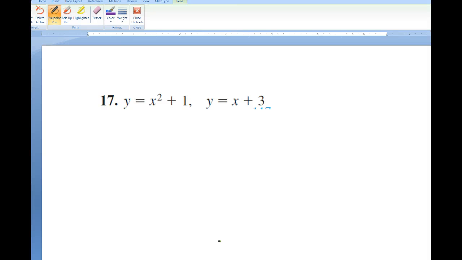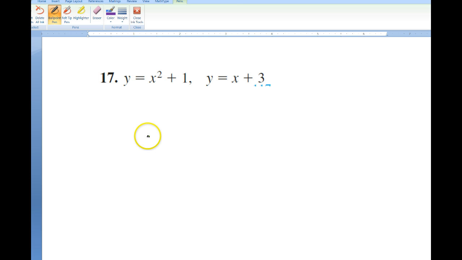Okay, so we want to take the region bounded by the graph x squared plus 1 and x plus 3, and we want to revolve it about the x-axis. So I'm going to do x plus 3 first. X plus 3 has a slope of 1. And then x squared plus 1.